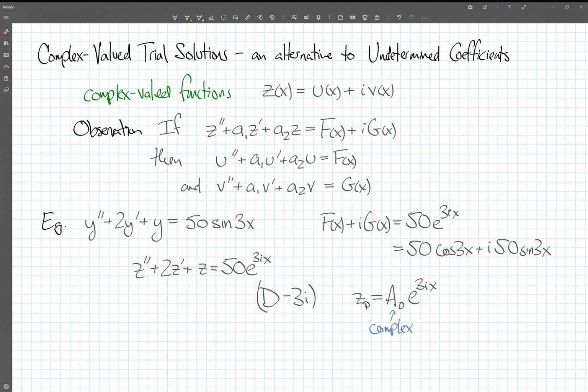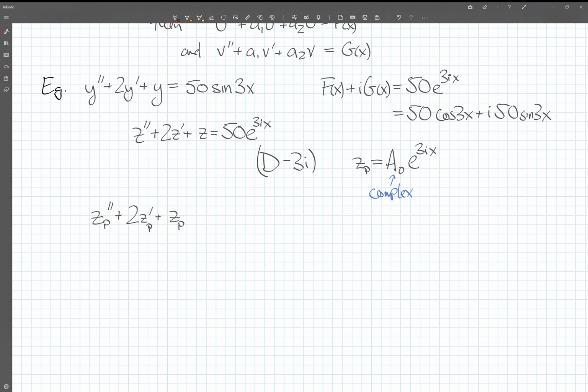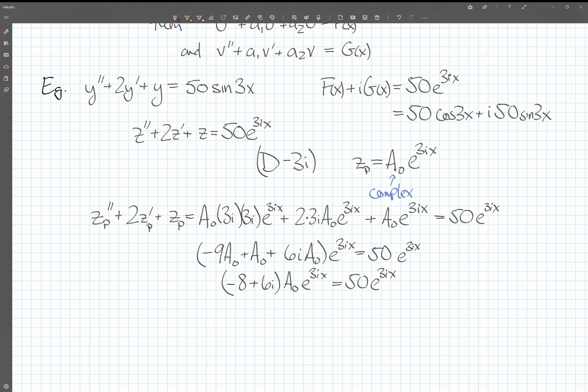All right, so what we're going to try to do is solve this complex valued equation just as we normally would. So we're going to treat this zp as a possible solution and figure out what a naught has to be. So we compute the left-hand side, and we set that equal to the right-hand side. Let's clean that up a little bit. And we can see that we need a naught to be 50 over minus 8 plus 6i.